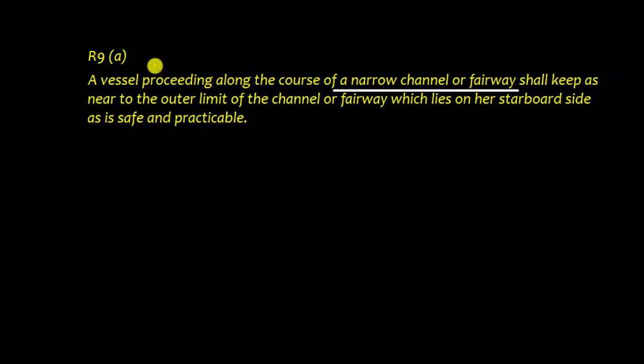Now let's talk about rule 9a, which says that a vessel proceeding along the course of a narrow channel or fairway. Well, if you notice, the term narrow channel or fairway is a combined term. The rule states further that the vessel shall keep to the outer limit of the channel or fairway which lies on her own starboard side, as is safe and practicable. Basically, the rule is intending that the vessels will pass port to port.